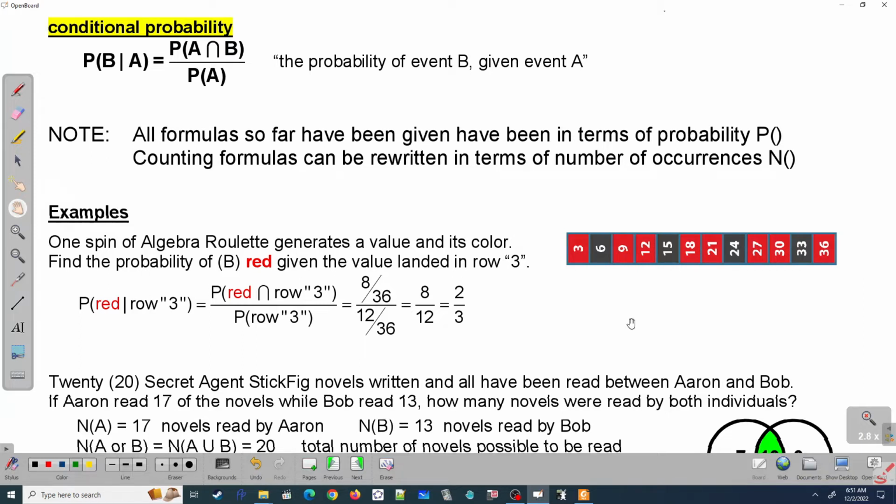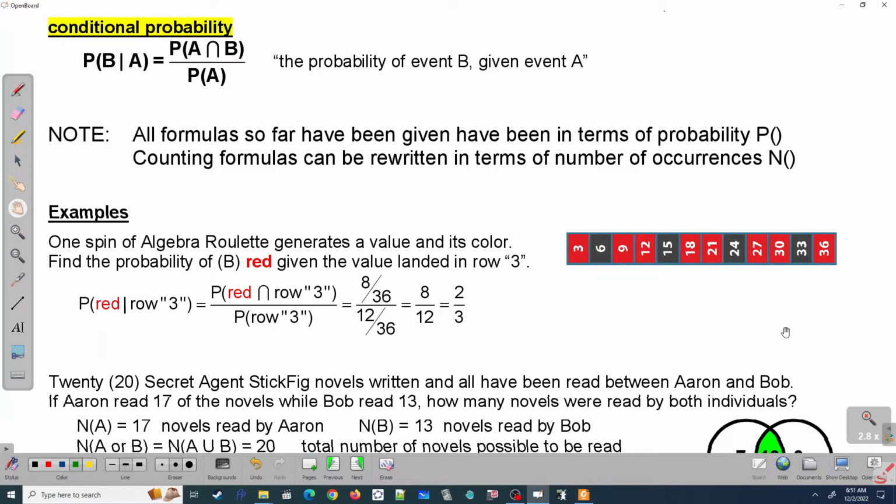That's a lot of work when I could have just basically said, well, there's 12 numbers in the row. That's all I'm looking at at this point. All right, I've eliminated 24 numbers, so let's just look at the 12 numbers and realize that 8 of them are red, and I'll still come up with the same result if I had done this, and that works out to be 2/3. So that was the probability of picking a red once I knew that I had row 3.